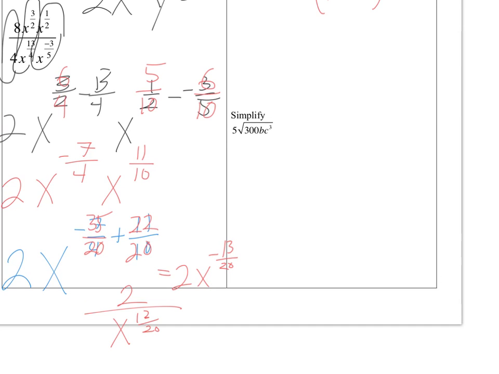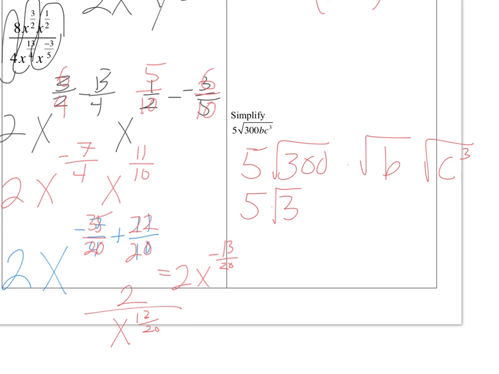Last piece of this to simplify, we've got 5 times the square root of 300 times the square root of b times the square root of c cubed. Let's take a look at this individually. Square root of 300, square root of b, square root of c cubed. Okay. 300 could be rewritten as square root of 3 times the square root of 100. I chose that because 100 is a perfect square, but I could choose to break this down in different ways. Square root of b, nothing going on. C cubed I could rewrite as c squared times the square root of c to get all 3 of those in.